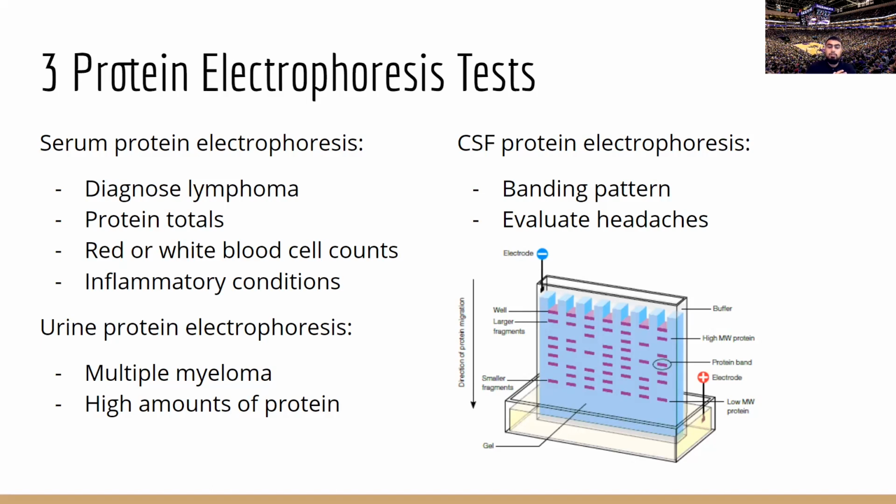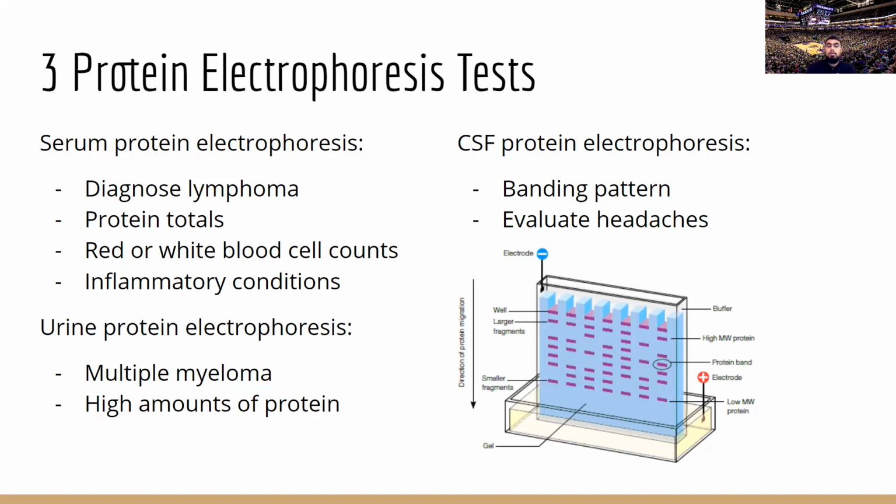Also, serum electrophoresis is used to evaluate someone for inflammatory conditions such as a kidney or liver disorder. Urine protein electrophoresis is used to investigate multiple myeloma. Also, it is used to investigate abnormally high amounts of protein.